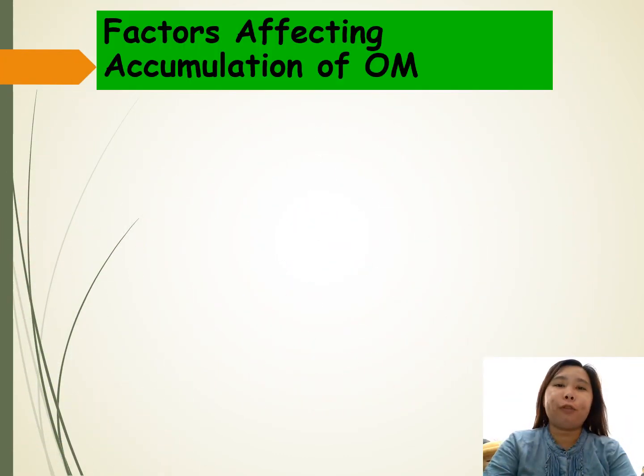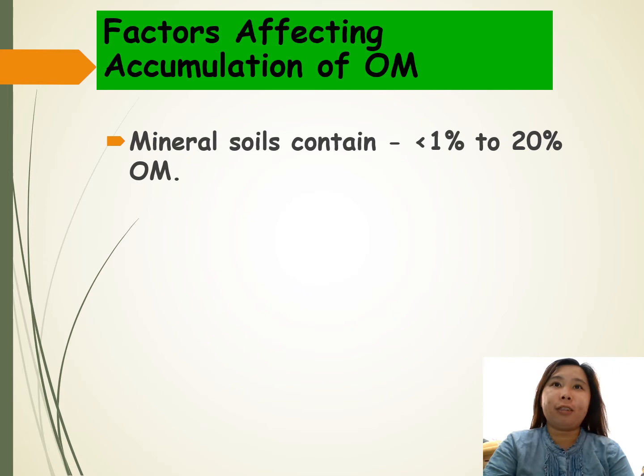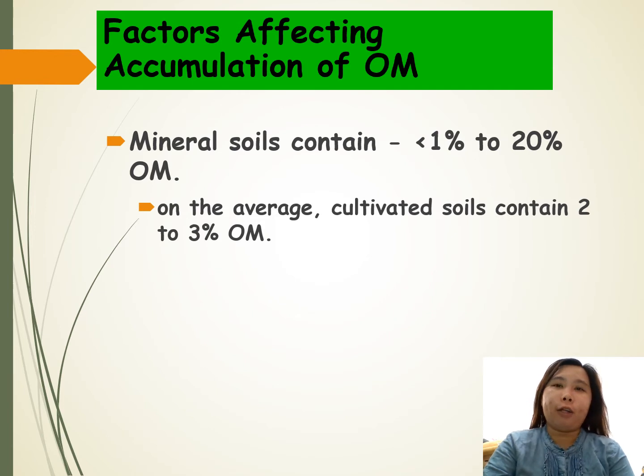Now let us move to the factors affecting accumulation of organic matter. Mineral soils contain less than 1 to 20% organic matter. And on the average, cultivated soils contain 2 to 3% organic matter.